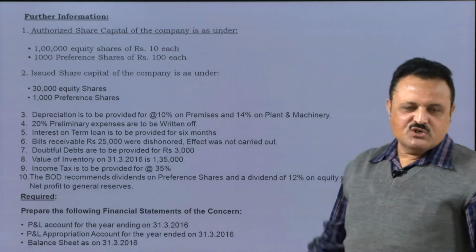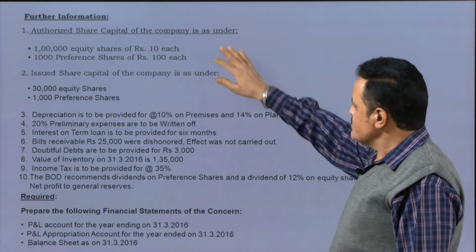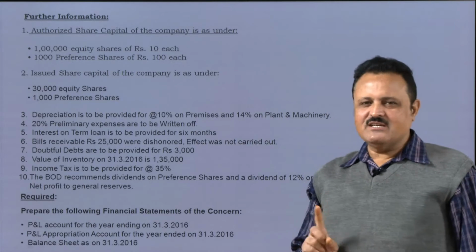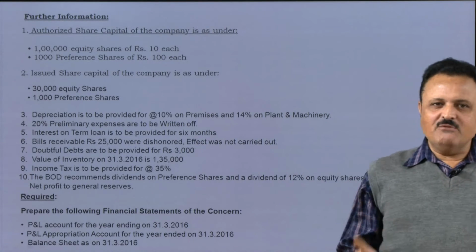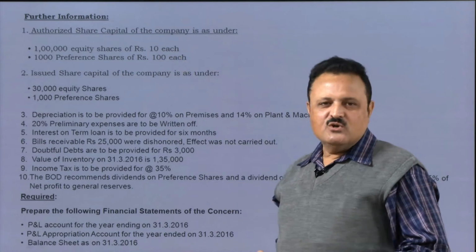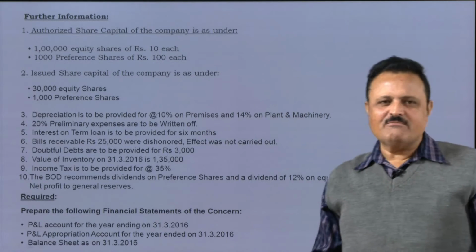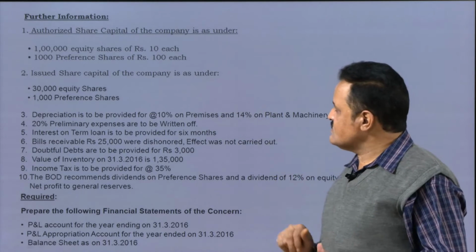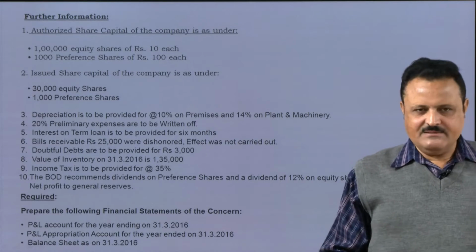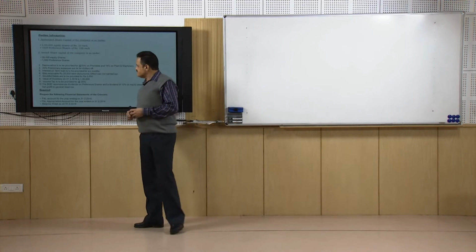I told you in my previous discussion that we have the information about the authorized share capital and then the issued share capital. The authorized share capital is what the company is authorized at the time of registration, that during its foreseeable life the company can issue 1 lakh equity shares of 10 rupees each. It means the total share capital the company can raise from the market by selling shares to the general public is up to 10 lakhs. Similarly, 1000 preference shares at the rate of 100, so preference capital can be raised to the tune of 1 lakh. So a total of 11 lakhs of capital can be raised by this company by selling shares in the market.